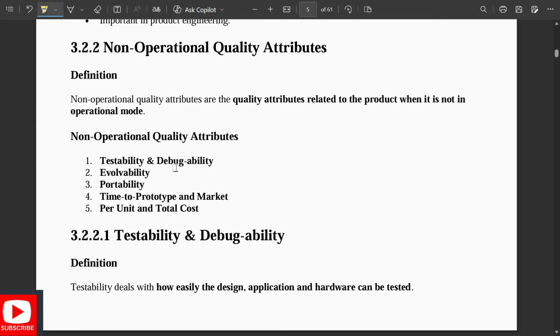Next come the non-operational quality attributes, that is the quality attributes related to the product when it is not in operational mode. This is an important question because it has been asked in the model question paper and in the June July question paper. So you have to list down both the operational and non-operational quality attributes and explain each of them in 2 to 3 points.